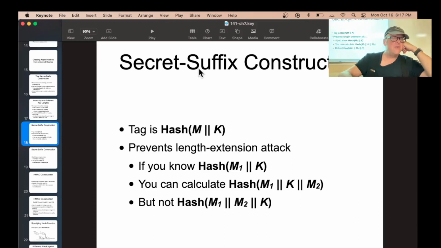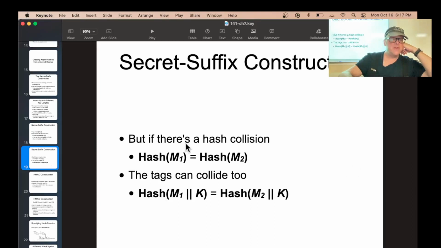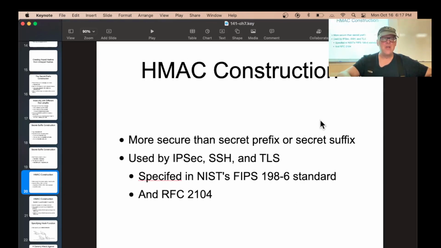Another system is the secret suffix. Just take the message and put the key at the end. That will also prevent length extension because this is what you'd have to do to get the hash of a longer message, and you can't deduce that from knowing this. So it's kind of silly. Secret suffix is much better than secret prefix to avoid length extension attacks. All right, but if there's a hash collision, then the tags can collide too, which is reasonable. I think there's no way to get around that, but anyway, that is a limitation of it.